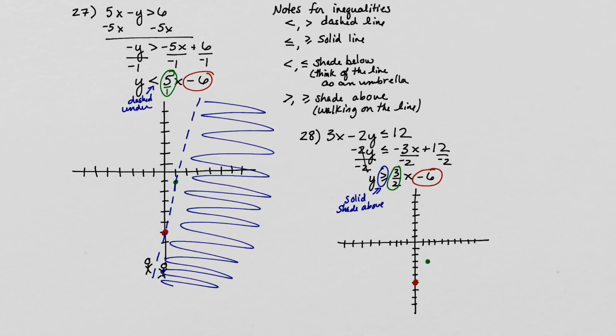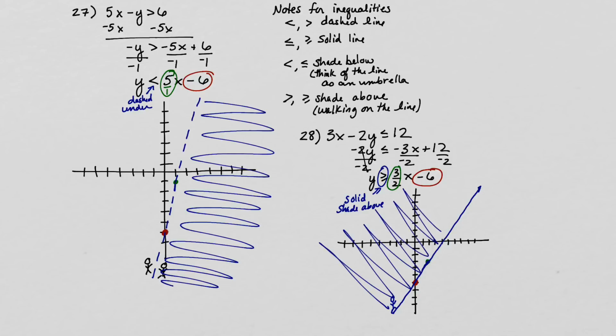I'm going to actually do that here. So I'm going to connect these two by a solid line. And then since I want to shade above, I want to be that guy walking on the line. So I want this whole area here. And that again is my answer. So let's try a couple more.